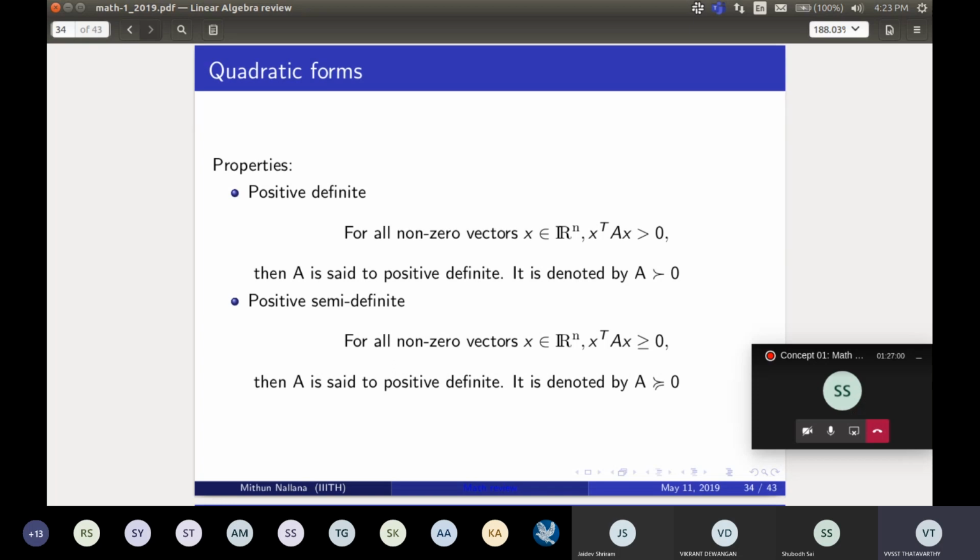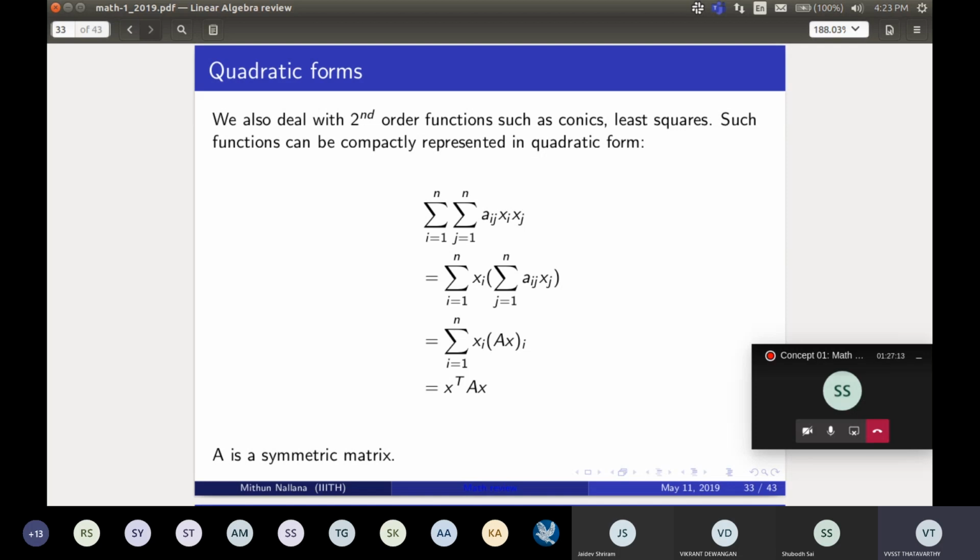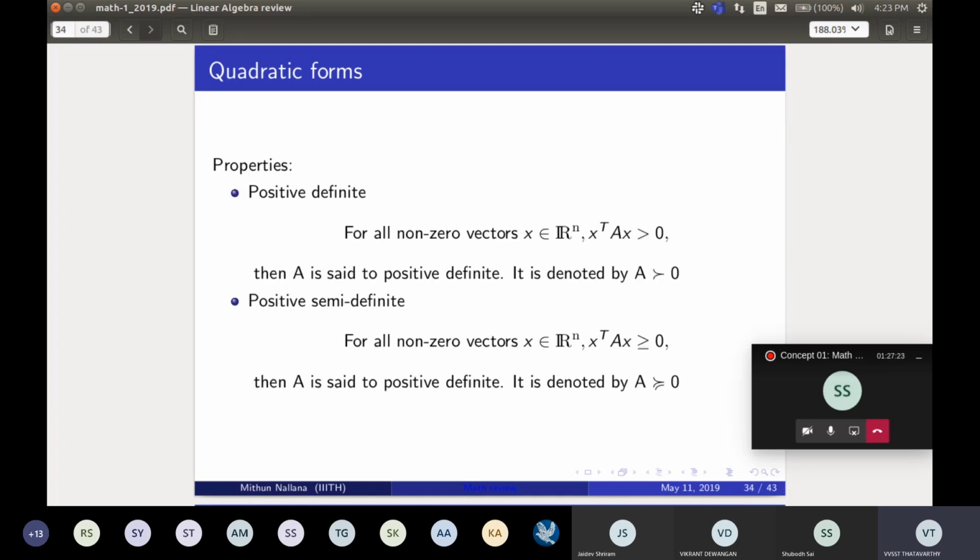There are some properties called positive definiteness, positive semi-definite, negative semi-definite, or negative definite. Now if you see x transpose Ax, it is just the summation of the individual products, which means you will get a scalar quantity as output. If that scalar quantity is positive, then A is said to be a positive definite matrix.